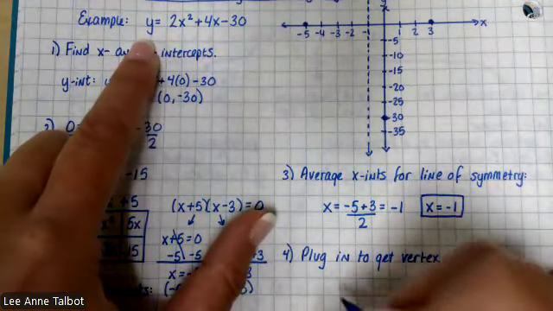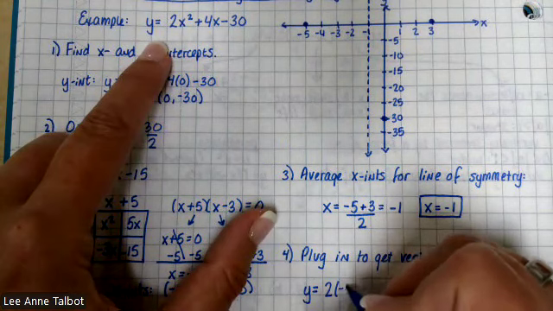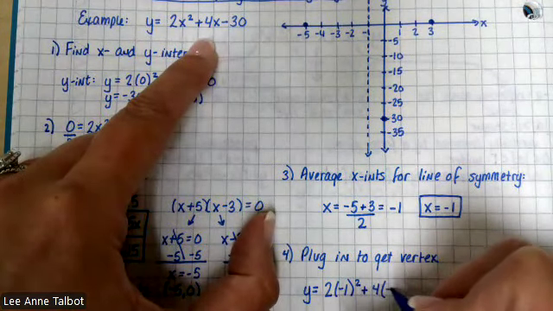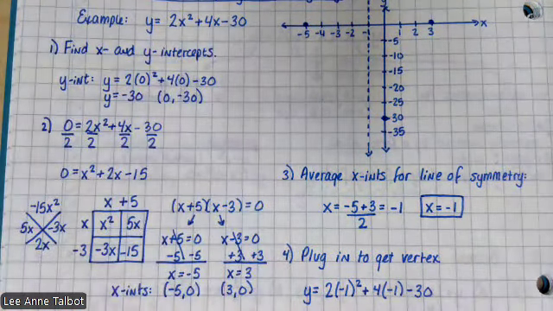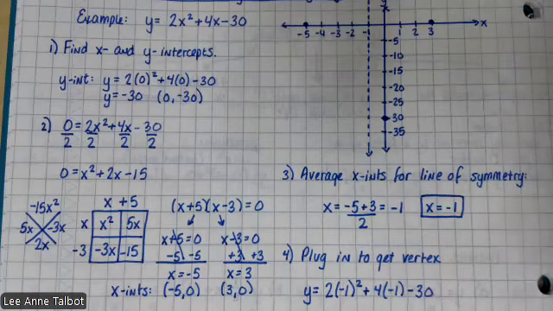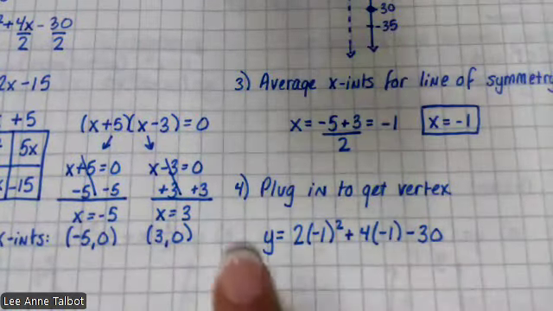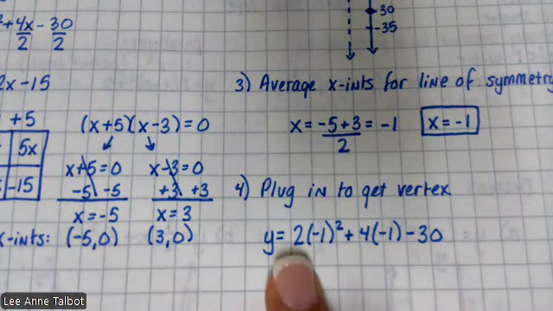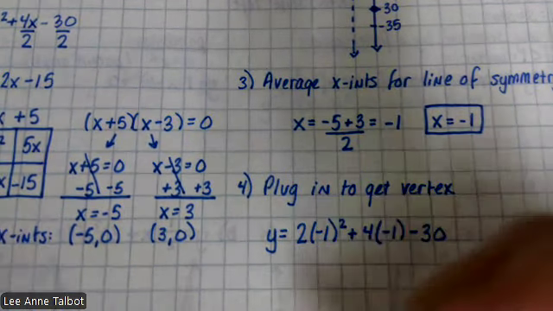Okay, so y equals 2 times -1 squared plus 4 times -1 minus 30. We're going to do mental math. Parentheses first. So -1 times itself is 1, times 2 is 2, minus 4, minus 30.